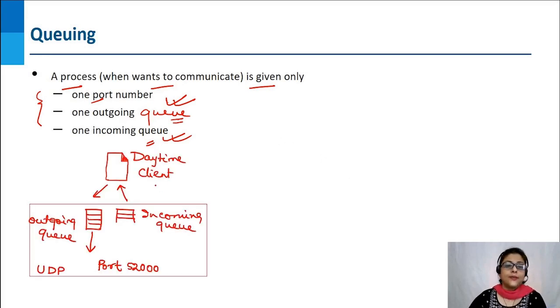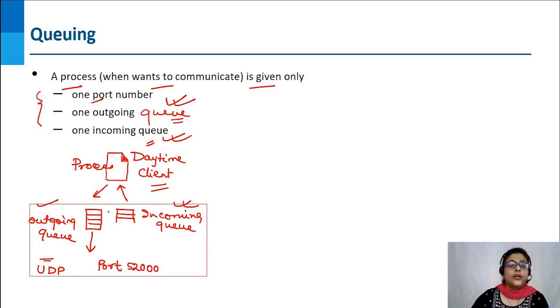So let's understand queuing with the help of this pictorial representation. Let us consider a daytime client. So this is basically a process which is running at the client end. There will be two types of queues which are defined by the process upon request. One is the outgoing queue. It is a queue through which data from the application layer moves to the lower layer. And the other one is an incoming queue by which data from the lower layer moves to the application layer. And this queuing is requested from the UDP.